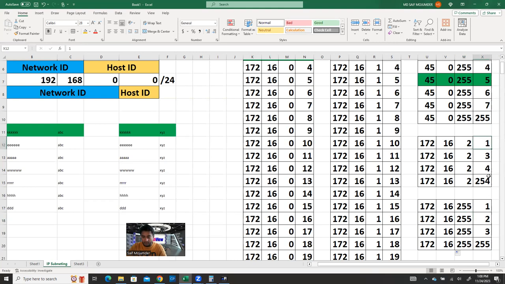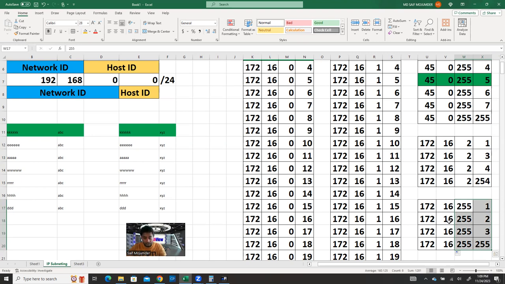Then whenever this one is done, you're going to make this one 3. Then go starting from 1 to 254 the same way, and then 4. This one will be 4. Then 1 to 254, and then this one is 5. And so you go over and over. Whenever the number is 255, you can start 1 to 255 again. Then you are done. No more IPs. The same network.